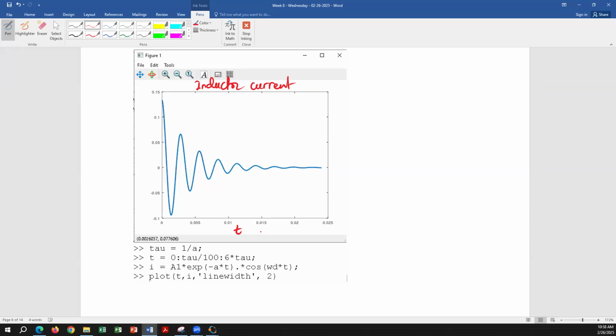Anybody remember the definition of settling time that I discussed on Monday? Settling time is when the response drops down to about 1% of the peak value and never goes out of that 1%. So that time is the settling time.